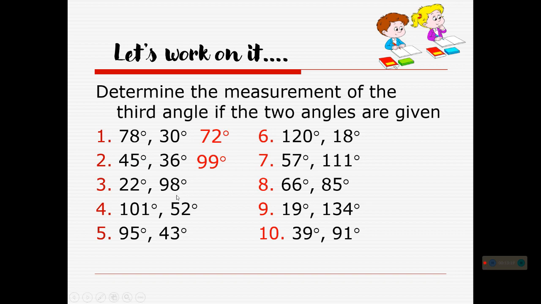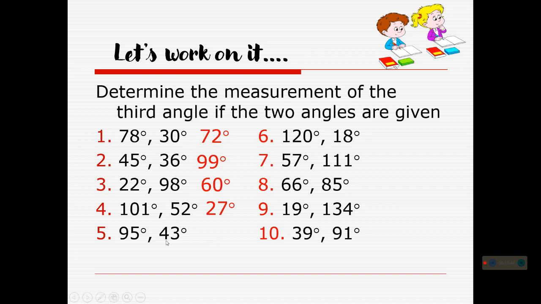22 plus 98. And then subtract your answer from 180 degrees. So that is correct. We have 60 degrees. How about number 4? 101 plus 52. So 153. Subtract it from 180, or 180 minus 153, is correct. We have 27 degrees.